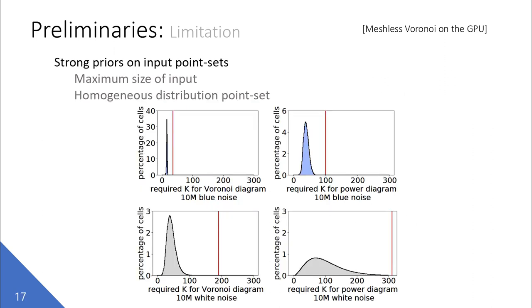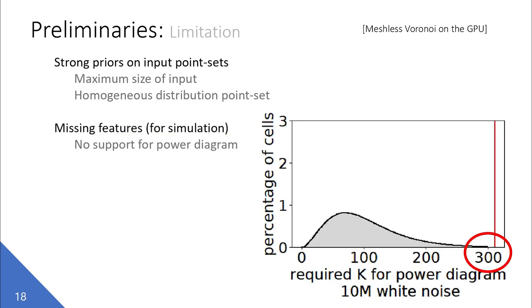We consider that we will always have a homogeneous distribution of our point cloud, so the k nearest neighbors parameter will not exceed 200. But in the case of power diagrams, as in the bottom right figure, the seed distribution spreads out, and this parameter consequently increases to 300, causing a significant increase in memory consumption. It is significant enough to prevent the algorithm from running for power diagrams.